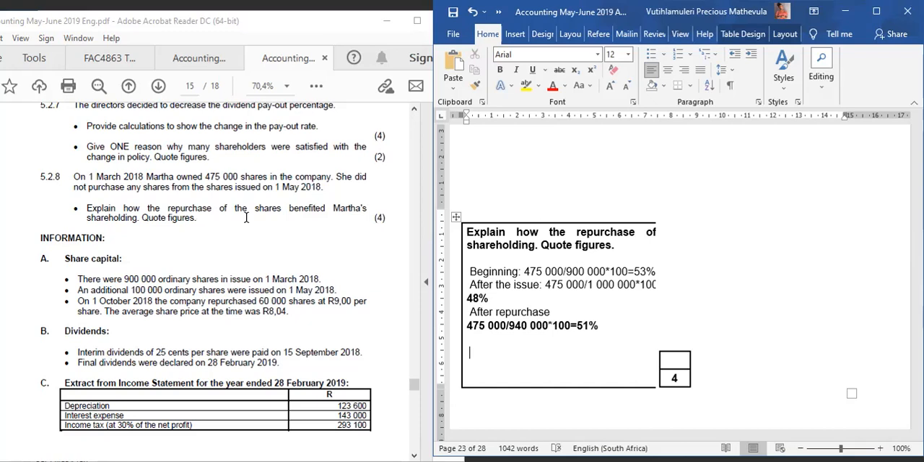She had 53%. And then after the issue, now Martha owns 48%, which means now she's no longer in control. She's no longer the majority because that's below 50%. And then after the repurchase, now Martha owns 51%, which puts her back in control. So she was happy because now she was the majority shareholder again. That's all you have to show. That's all you have to write. And then you'll be done, right? And then you get your 4 marks.